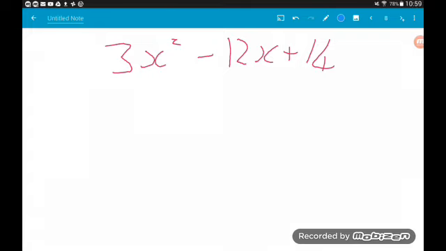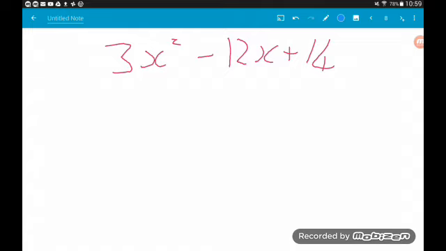Okay, final example for this video. So we got 3x squared minus 12x plus 14. So we're first of all going to write this in complete square form, and then we're going to try and solve it. Although we're going to run into a bit of a problem, which is going to give us a nice little prelude to something coming later on.